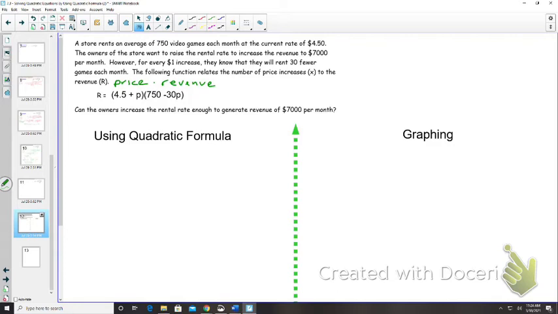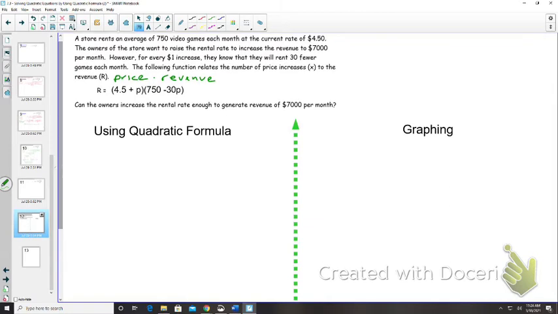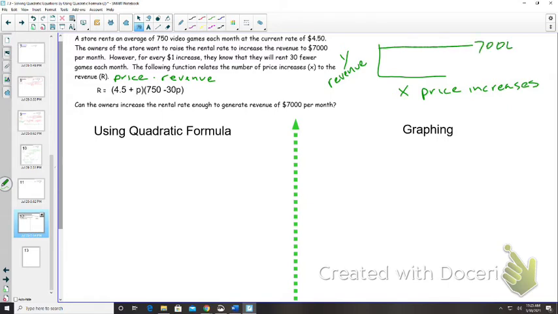Does this sound familiar from our maximization stuff? Yep. Okay, good. So, using the quadratic formula, we want to know if they can generate a revenue of $7,000 per month. So x is going to be price increases, and my y is going to be my revenue. This question is asking, will my money ever make it to $7,000? That's what it's going to look like.